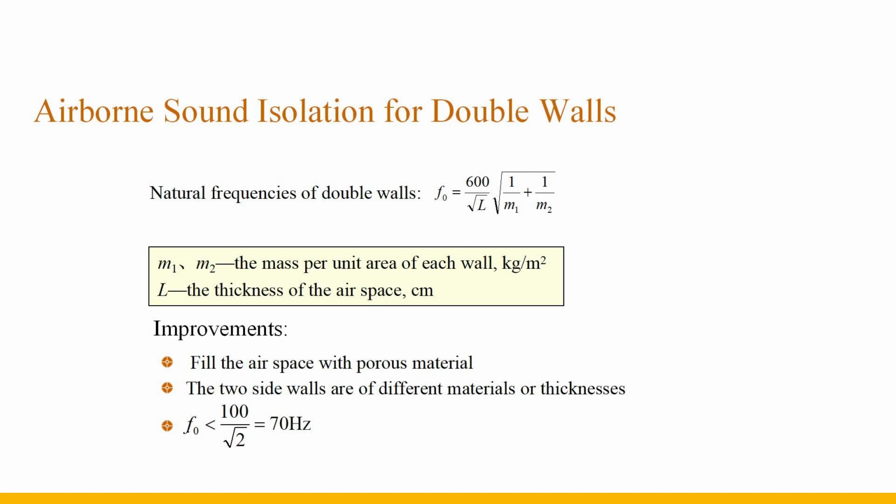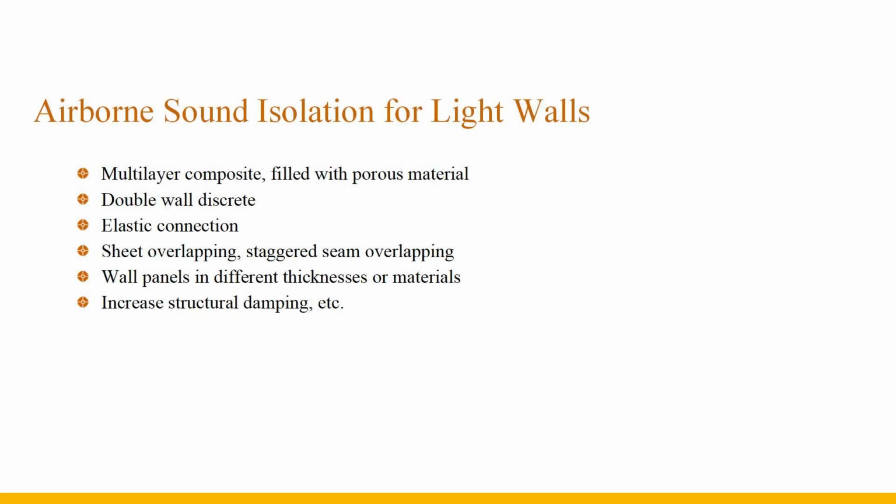This is a formula for calculating the natural frequency of a double wall. In order to make the natural frequency not fall within the main audio frequency range, porous material can be filled in the air interlayer, and the walls on both sides are made of different materials or thicknesses, so that the natural frequency is less than 70 Hz, so as to ensure that the frequency range above 100 Hz has enough sound insulation. According to the mass law, the sound insulation performance of light building materials is very poor, and it is necessary to take measures to improve its sound insulation effect.